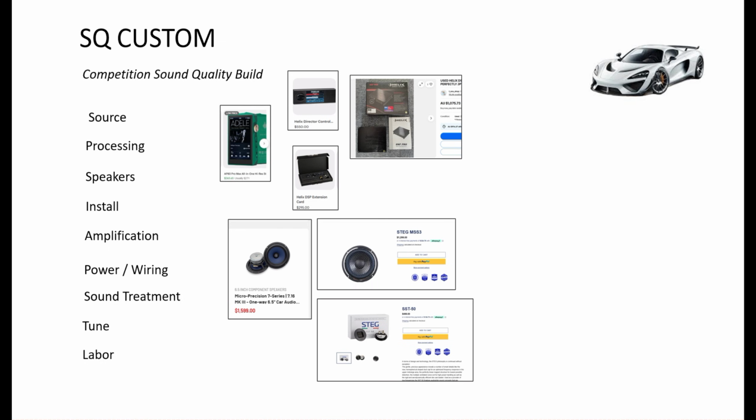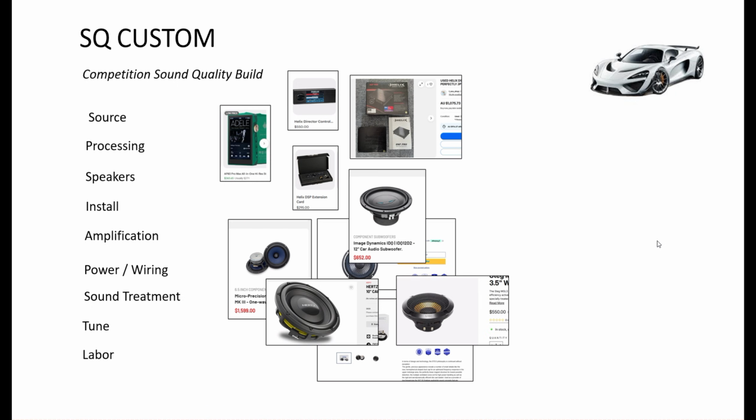Now the speakers, I've decided I'm going to go with the Steg SST50 tweeters, the MS-S3 mids, and Micro Precision mid bass. So that's $500, $1,300, and $1,600. So expensive speakers, but certainly there are more expensive speakers on the market, $15,000 or $20,000 speaker sets that you can buy. So these are pretty reasonable prices for the quality.